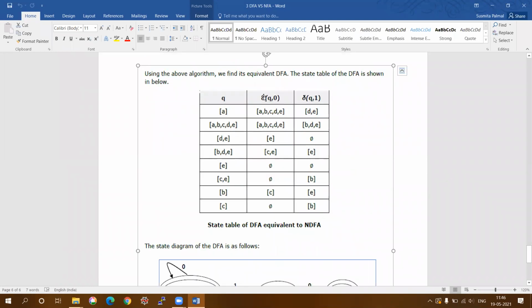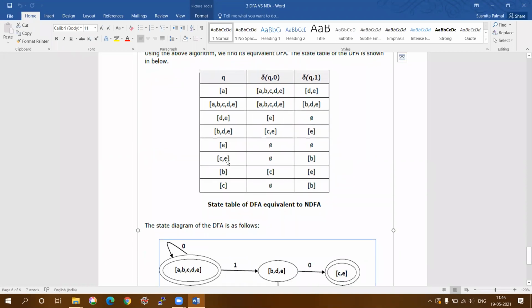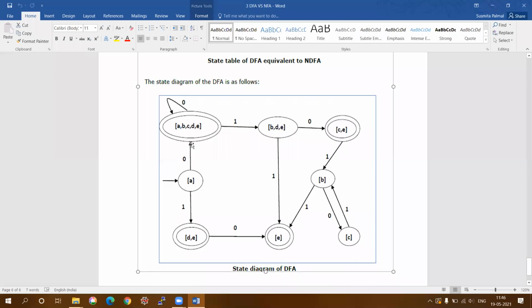So E is present in this combination ABCDE, E is present in the combination D, then it is present in BD combination, then single E is there, in C, then E is there. So how many will it be? 1, 2, 3, 4, 5. In these total 5 cases, E is present. Okay, that's why this state is a final state.